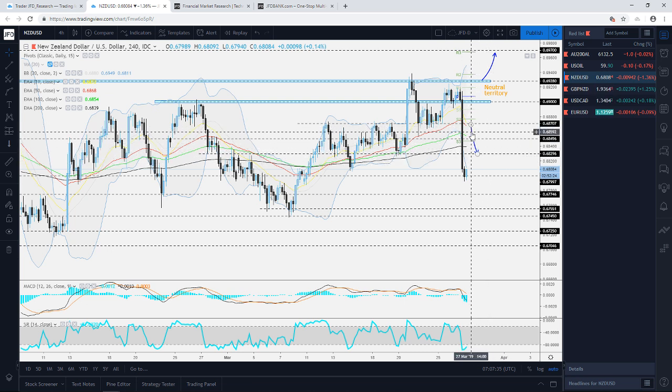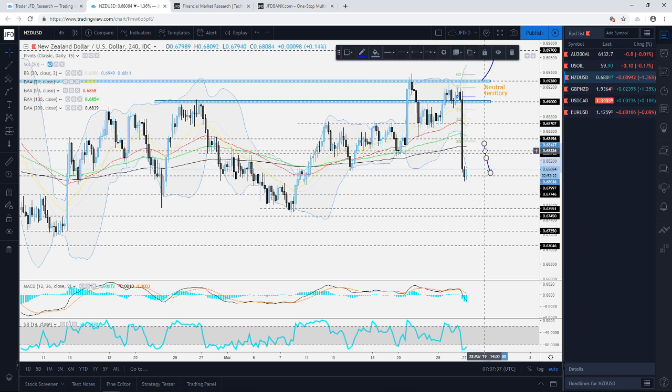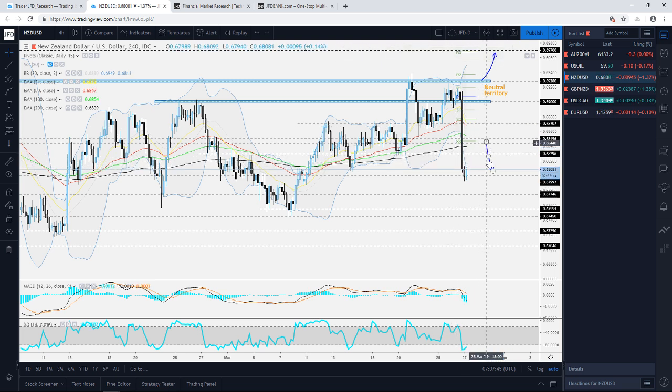And to be honest, look how well the possibility of the RBNZ cutting their rates earlier played out for the bears on this pair. And now you can see that it found good support near one of my levels here, near the 0.68 level. So approximately there it found good support.